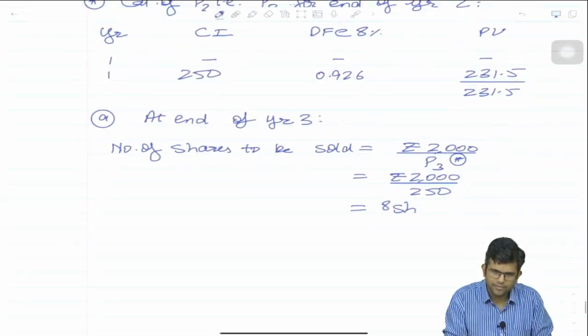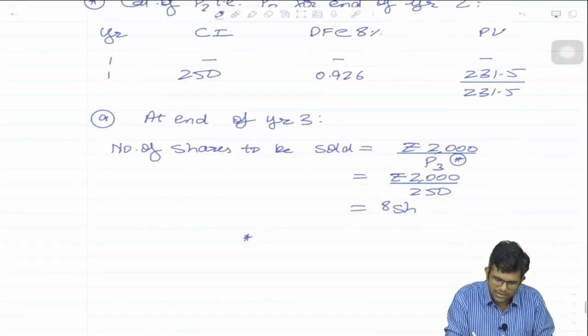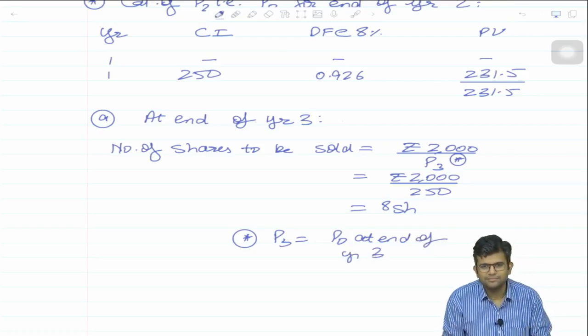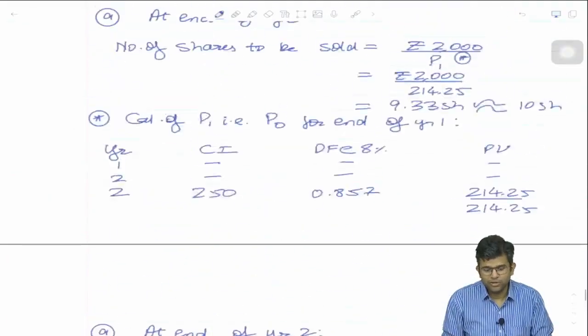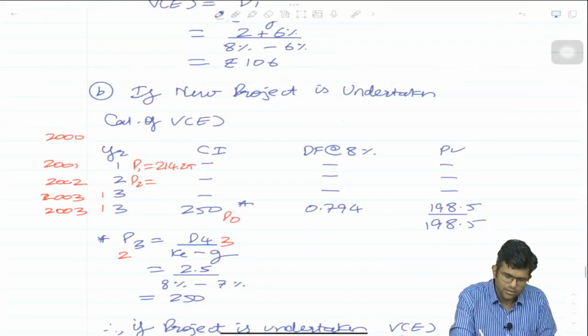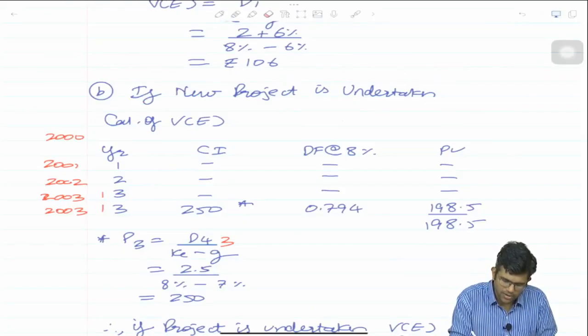Done? And this P3 is there, no? P3. P3 is P0 at end of year 3. Now, I'll give you one more thing to give you more clarity. Okay? You might choose to write or ignore, it's on you.